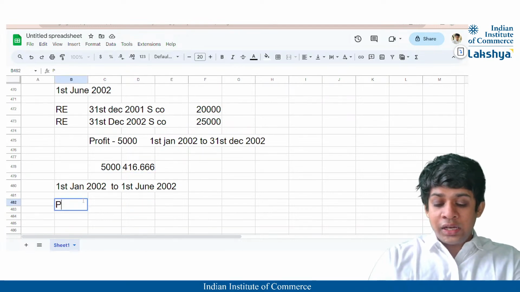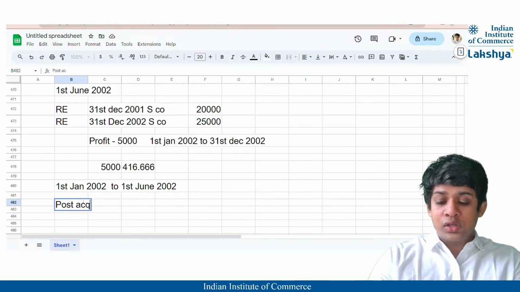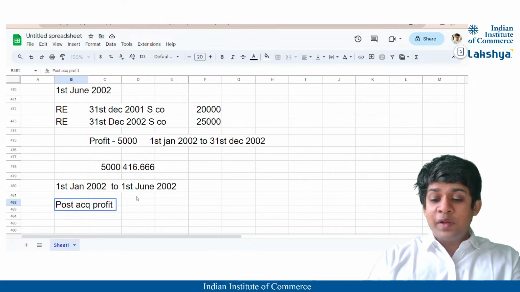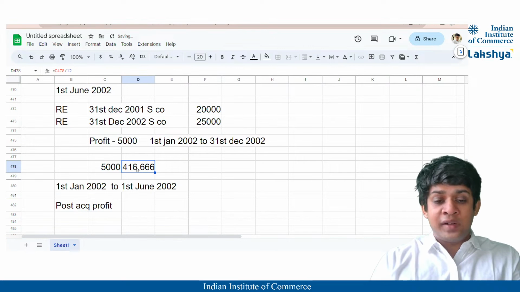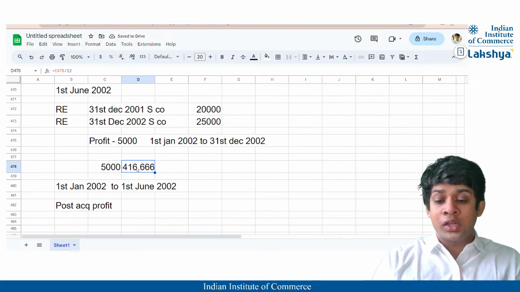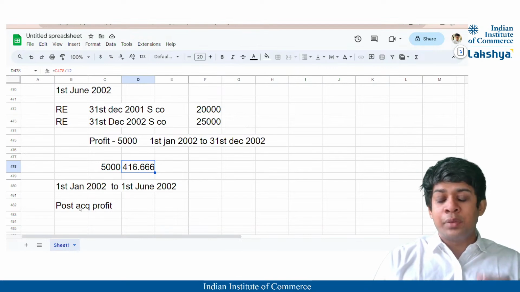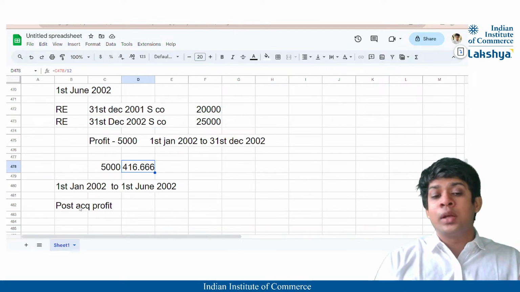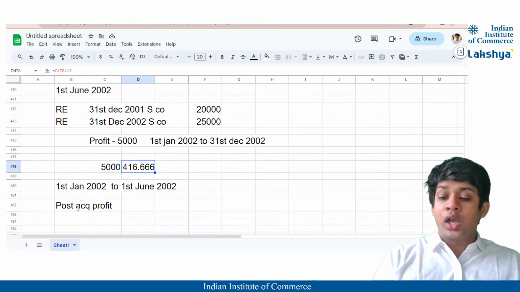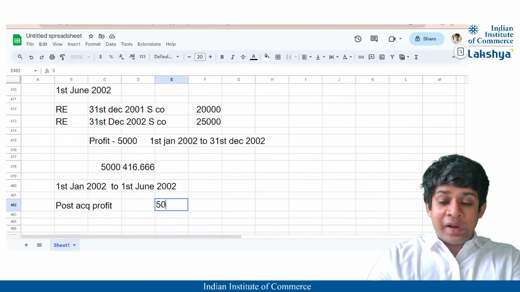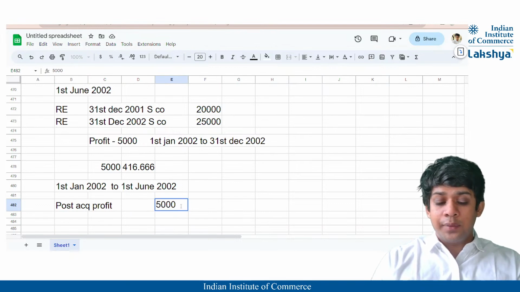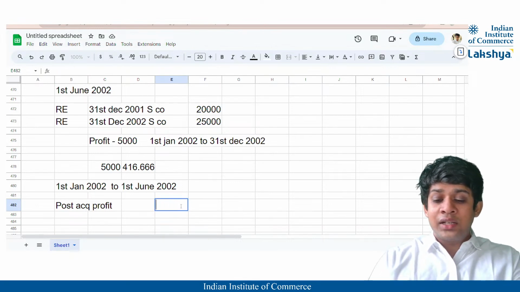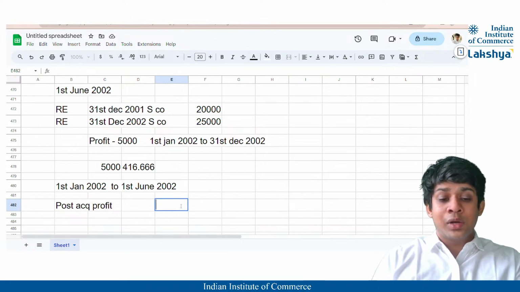So the group will only consider the post acquisition profits, because before acquiring the company, whatever the profits are, that does not belong to the group or the parent company, right? Only after the acquisition of the subsidiary company, whatever the profits are, that could belong to the parent and the group technically. Okay, so now only the post acquisition profits we'll consider, right? So 5,000 is for the full year, right? Now from this we have acquired the company on 1st June. So how many months of profit will be accrued to us?